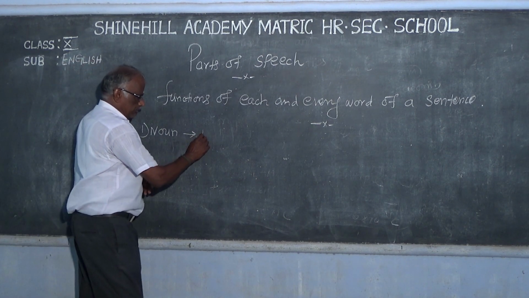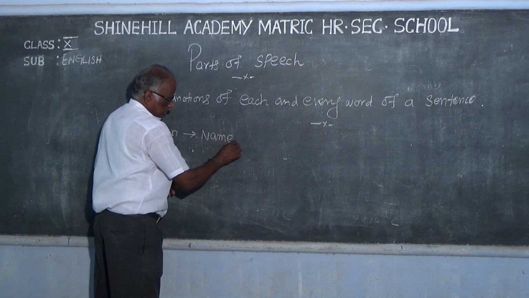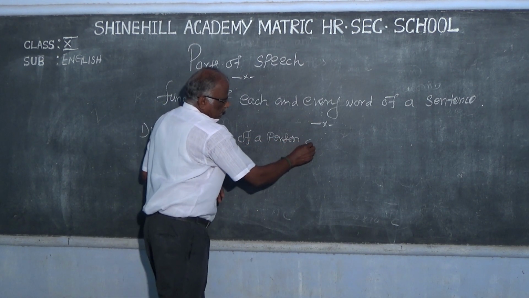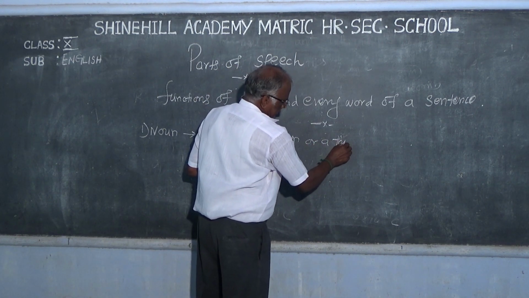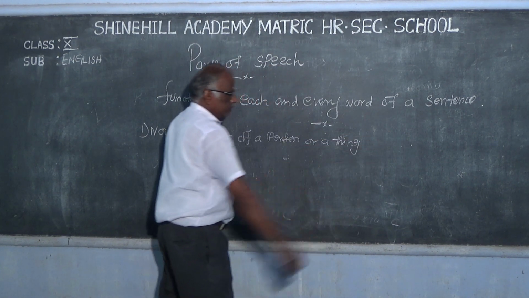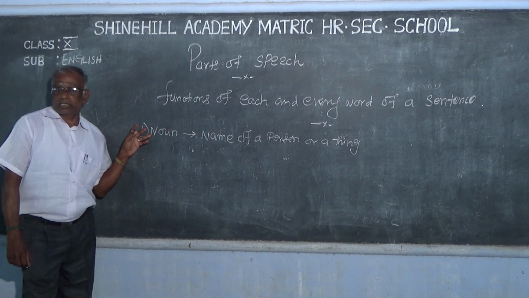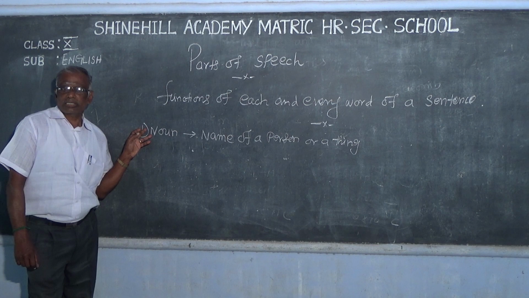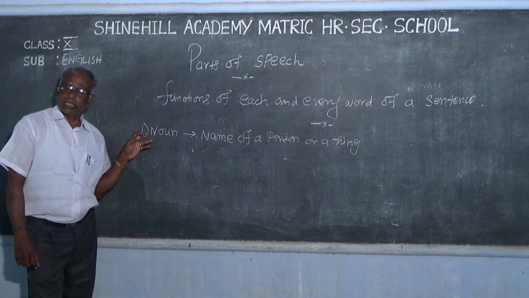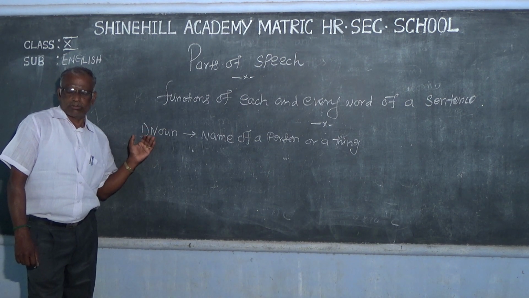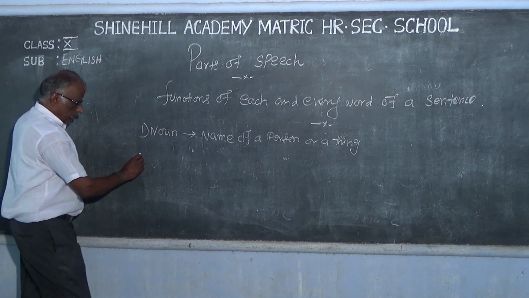Name of a person or a thing. Very clear. I think all of you are clear. What's parts of speech? And then what's the function of parts of speech? And then the varied types: the first one is noun and the remaining seven we can see step by step. The next one is pronoun.